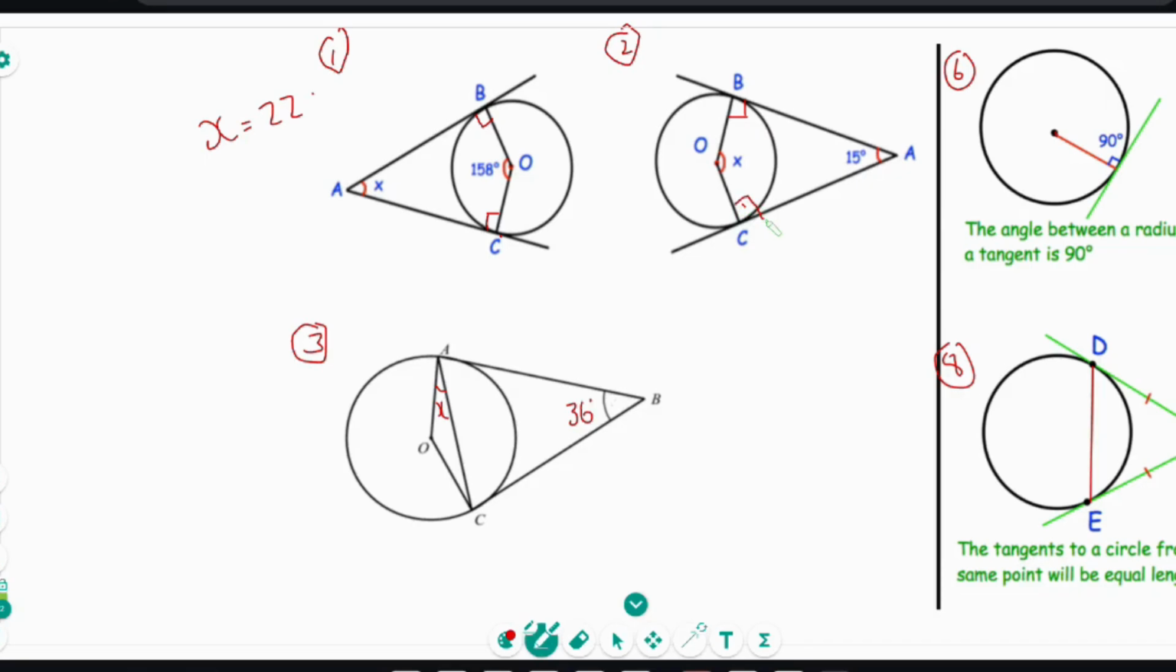Really the same idea for 2. Tangent touching a radius, tangent touching a radius. Gives us x is 165. Okay, now here we need theorem 8. So your tangents to a circle from the same point will be equal in length. So we know that's an isosceles triangle. So I can say already these are 180, take away 36 and divide it by 2, 72 degrees.